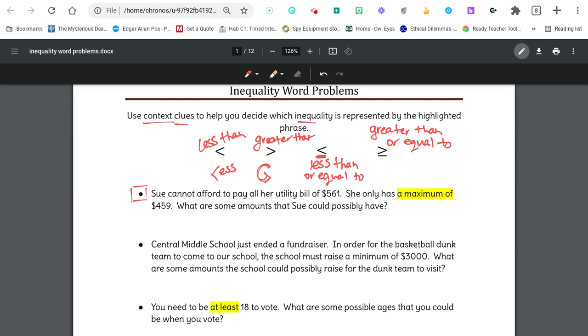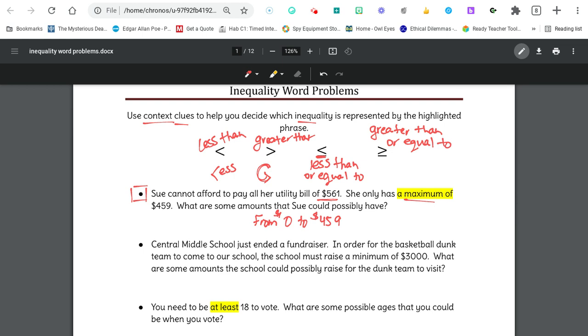So we're just going to use a common sense approach, okay? It says Sue cannot afford to pay all her utility bill of $561. She only has a maximum of $459. It says, what are some amounts that Sue could possibly pay? Okay, so Sue can't afford to pay it, which means she doesn't have enough. She only has a maximum amount of 459. So she could pay anything from 0 to 459 bucks. That's it.